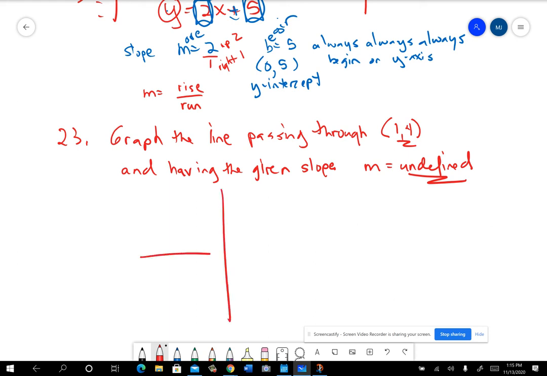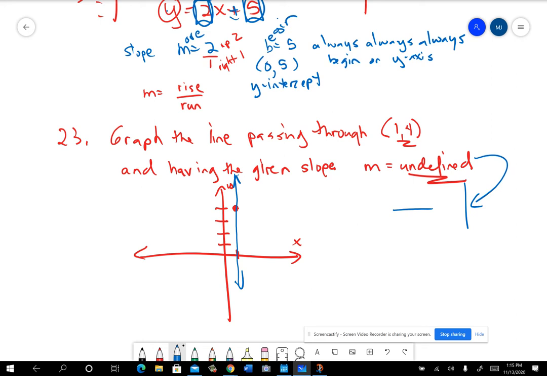All right, so let me think. Well, I know it has to go through this point, so let me plot that point 1, 4. Now, to do what that undefined slope means, I want you to think about how you know it's one of these two, and the undefined went with the one that you couldn't climb on, you couldn't walk up. So from there, you're going to want to draw the line that's straight up and down.